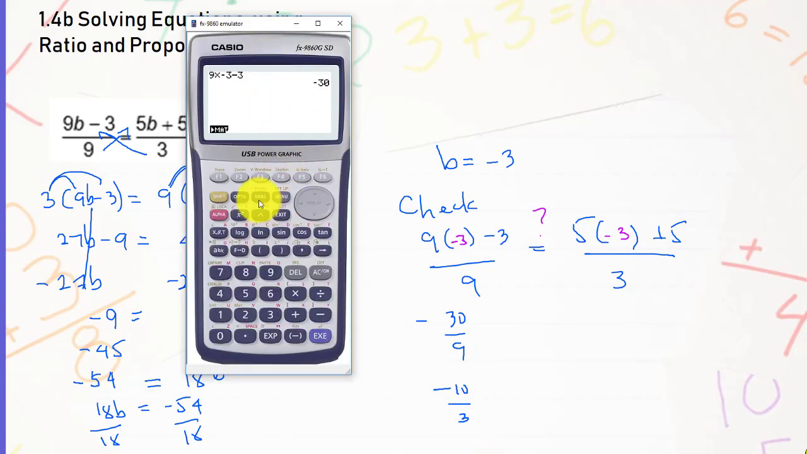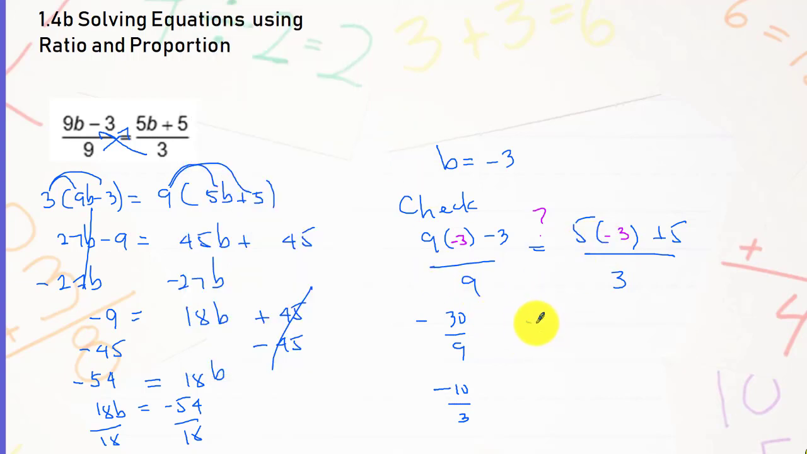Using your calculator, there's a shortcut on how to find the simplified fraction. Just type in your negative 30 over 9, using the fraction button. Then when you press EXE, it will give you the simplified fraction. Alright, let's solve this one. So 5 times negative 3 will be equal to negative 15. Okay, negative 15 plus 5 will be equal to negative 10 over 3. So indeed, the left side is equal to your right side.